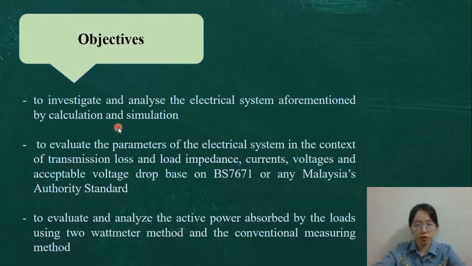Our objective for this project is, first, to investigate and analyze the electrical system formations by calculation and simulations. The second is to evaluate the parameters of the electrical system in the context of transmission loss and load impedance, currents, voltage, and acceptable voltage drop based on BS 7671 or Malaysia standards. The last is to evaluate and analyze the active power absorbed by the loads using the 2-watt meter method and the conventional measuring method.